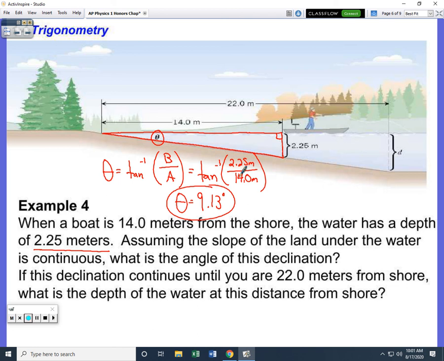And that gives me a nice little angle here. Then you could do other things with this, as if this declination continues until you are 22 meters away from shore. What is the depth of the water at this distance from shore? So you could use this angle now to try to figure this out. You could also use similar triangles that would figure it out. Really, you're using some trig functions there. I'm not going to go through that one, but I think that one's kind of a neat extra little addition.